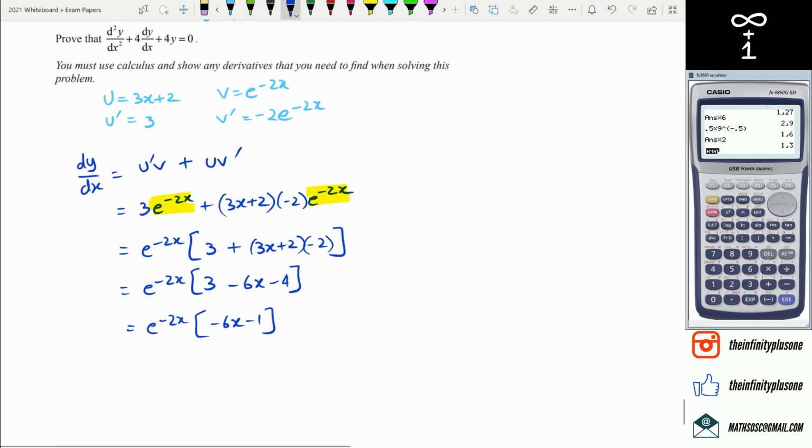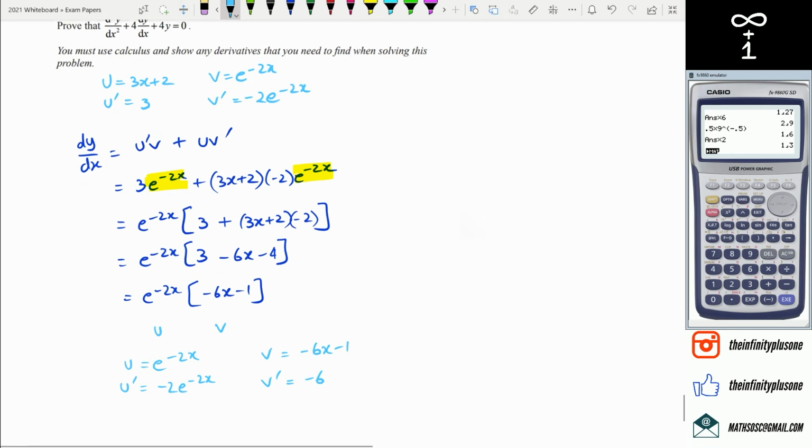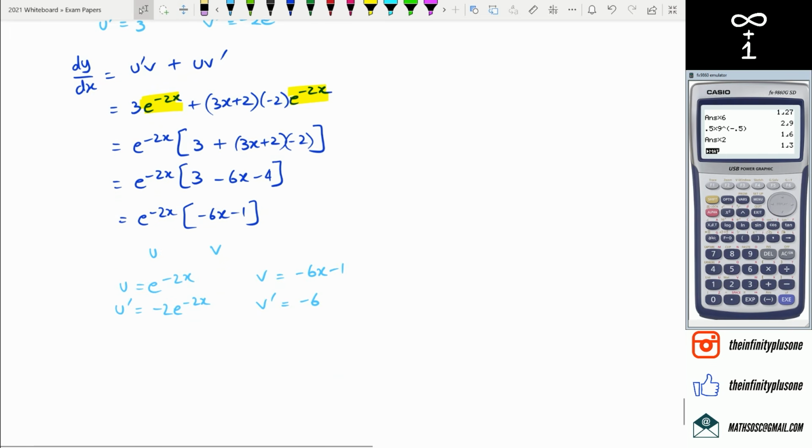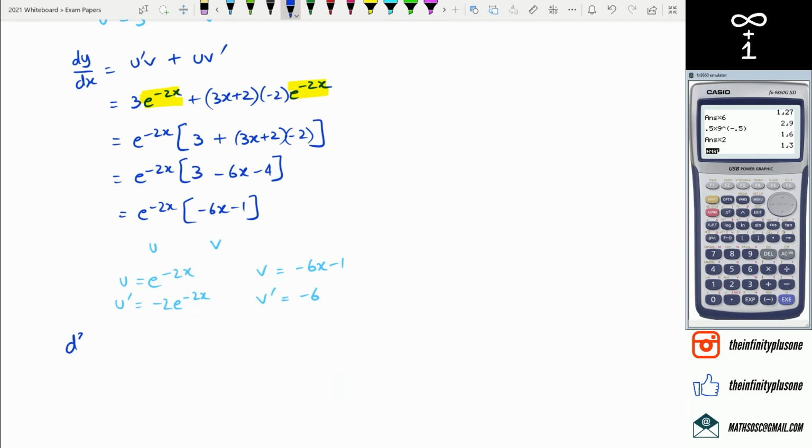So to differentiate this again, I've got to do product rule again. I've got u and v. So u is equal to e to the power of negative 2x. u dash is equal to minus 2 e to the power of negative 2x. v equals negative 6x minus 1. And v dash is equal to negative 6. So with that in mind, we've got d squared y dx squared is u dash v plus uv dash.